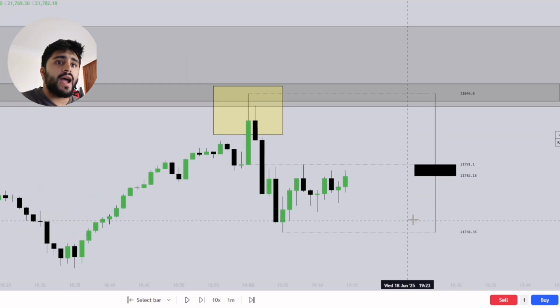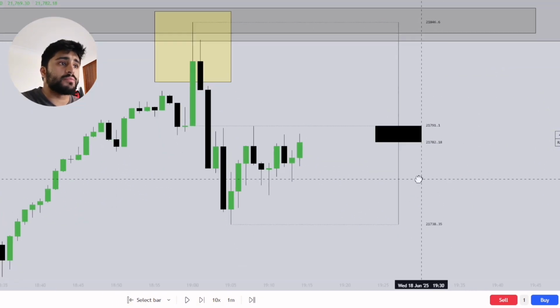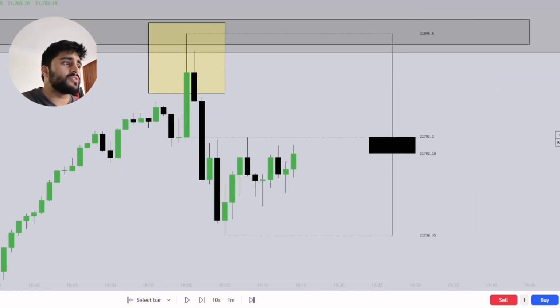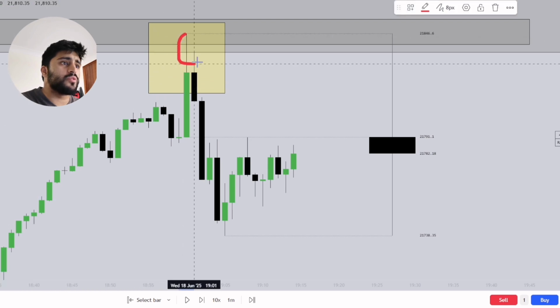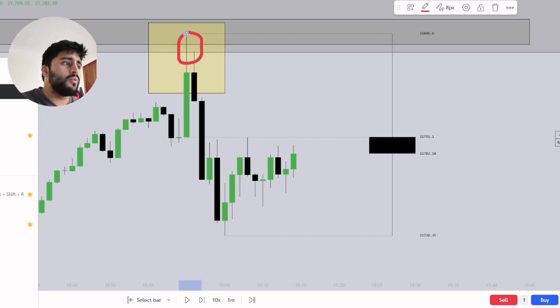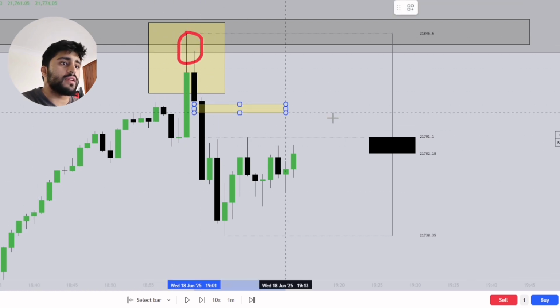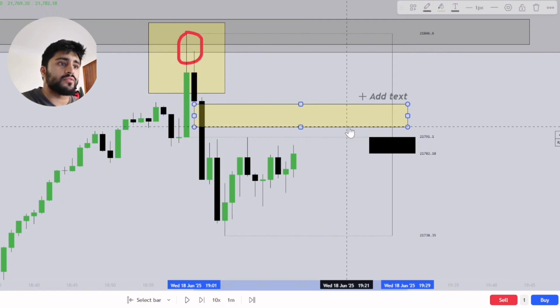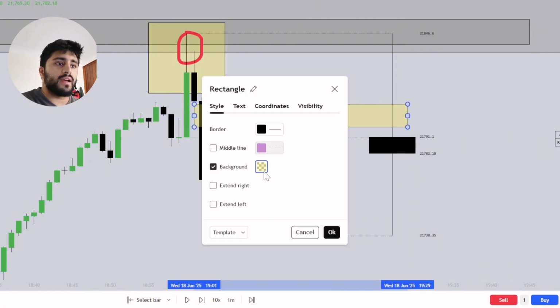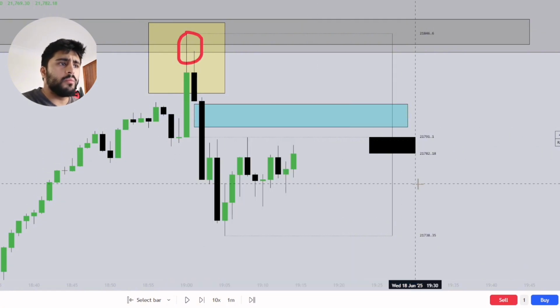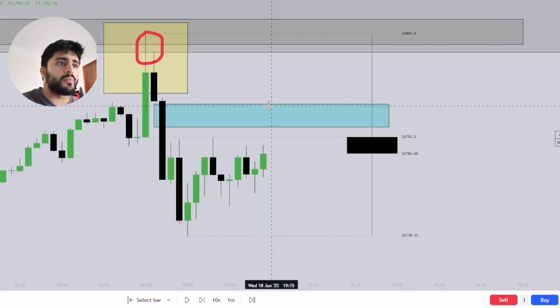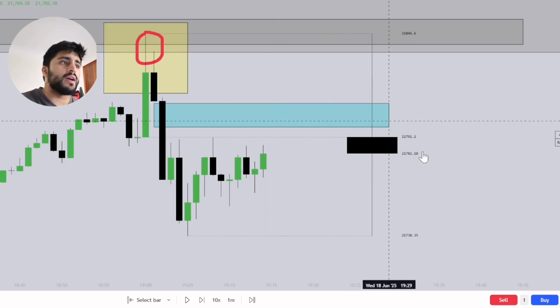So again, how do you form a trade post FOMC? This was the FOMC news event over here. This was the FOMC rejection, and now we have a 1-minute fair value gap over here. Let me change that to a different color. This is the 1-minute fair value gap. So what makes a 1-minute fair value gap high probability? Why is this fair value gap high probability?